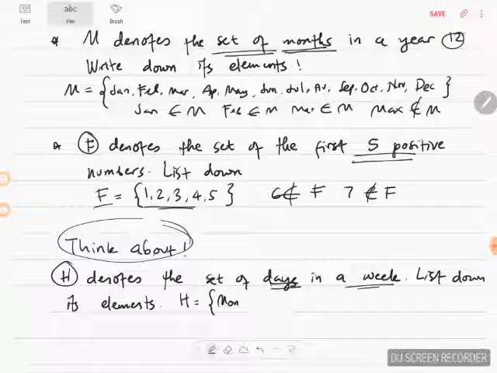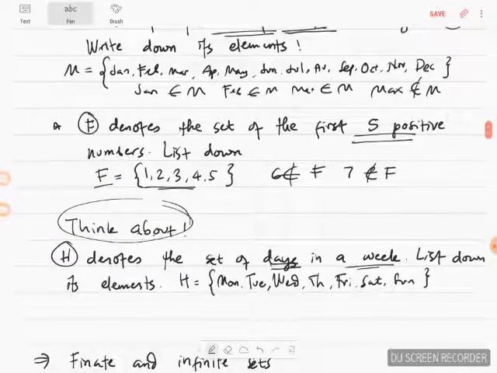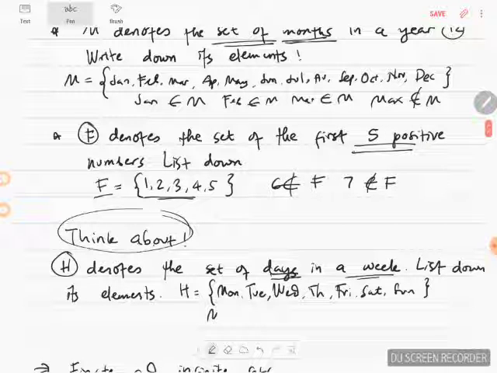So I'll just directly write it here. H equals, open bracket, Monday, Tuesday, just write it in long form, Wednesday, Thursday, Friday, Saturday, and Sunday, and then close bracket. Now, these are actually the elements of H, which denotes the set of days. If you want to write it again, Monday is an element of H, Tuesday is an element of H, Wednesday is an element of H.